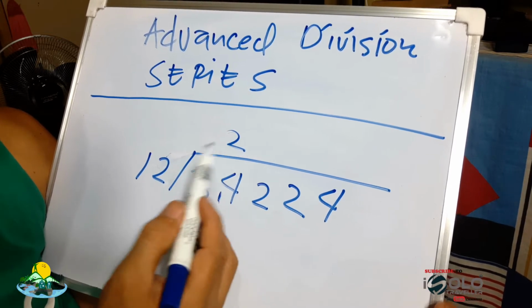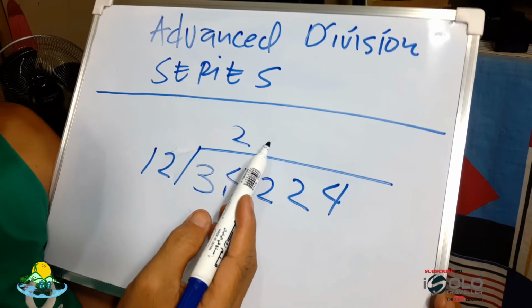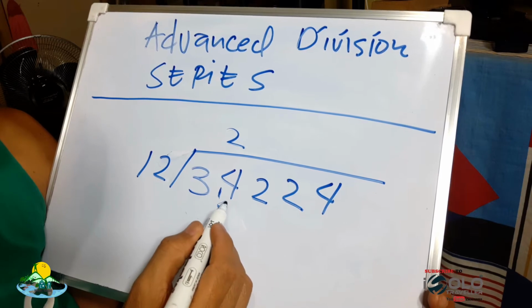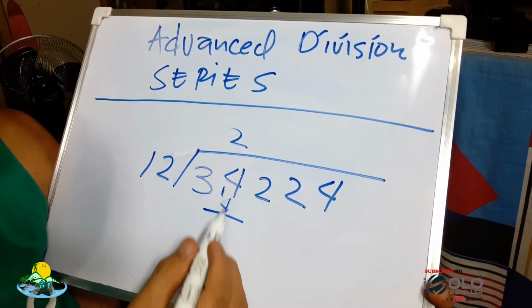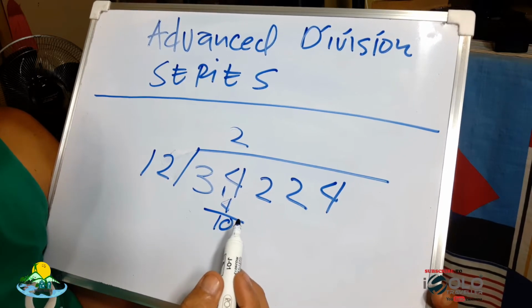Again, multiply this together. 2 times 2, 4. And minus this 4 from 14. Put that 4 here. And minus that 4. Now our new dividend is 10.